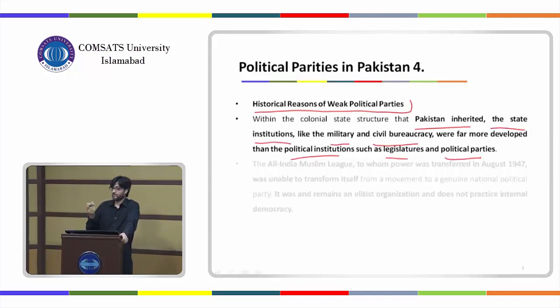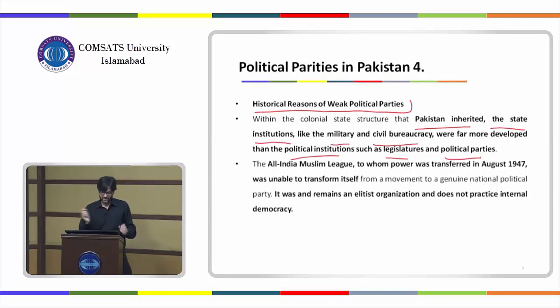As I just told you, up till the 1960s the position papers and the study circles were there in the political parties, and now they are not there. That represented a strong political structure where strong political parties were there, right? But later on it vanished. Then what happened? The All India Muslim League, which took power from British India in 1947, was unfortunately unable to transform itself, right?